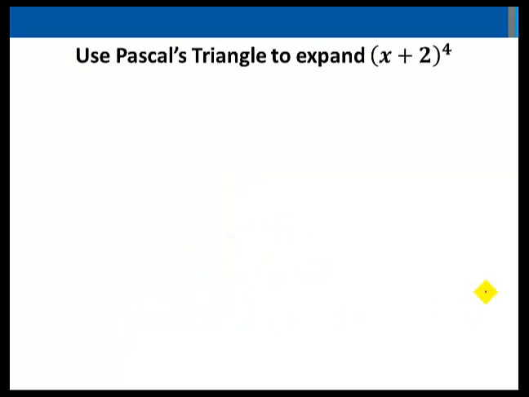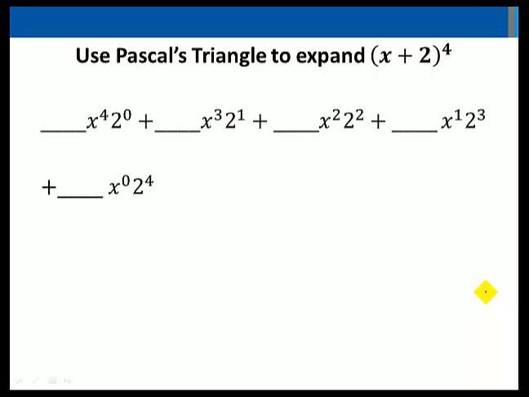Let's use Pascal's triangle to expand x plus 2 to the 4th power. Okay, so here I have my a here is x, my b is 2. I'm going to start by writing the x's and 2's raised to the correct powers for each term, leaving a space for the binomial coefficient. So my highest power of x will be x to the 4th. So I start with x to the 4th and then work down x cubed, x squared, x to the first power, x to the 0 power.